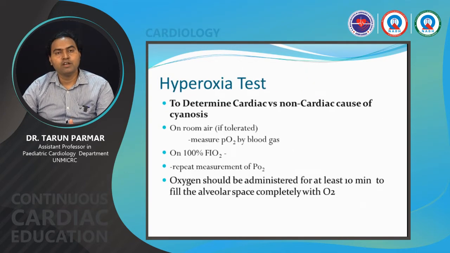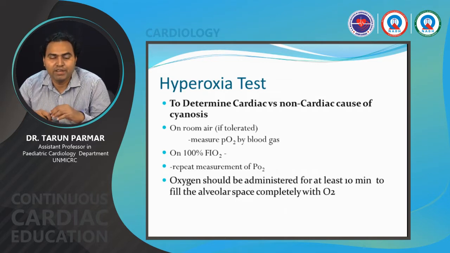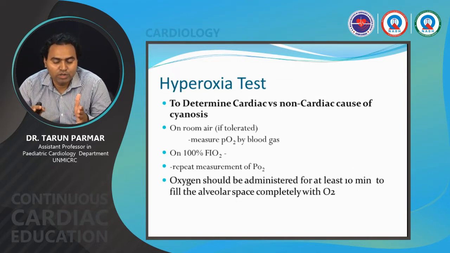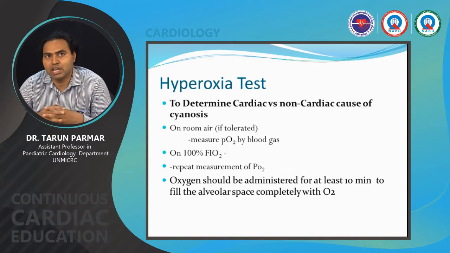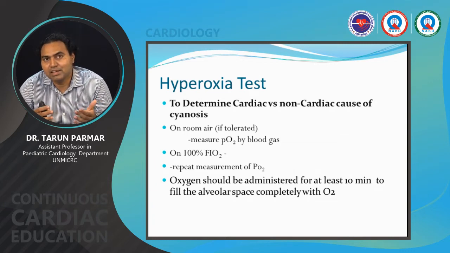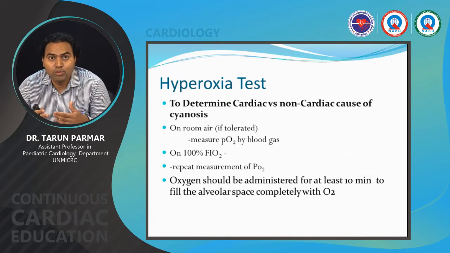desaturation. So now we come to a very important test, that is the hyperoxia test. So how do you differentiate between the cardiac and non-cardiac cause of the cyanosis? What we have to do is first check the PO2 at room air, and then give 100% FiO2 for 10 minutes, and then again check the PO2 by ABG.